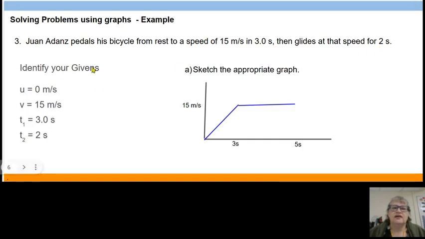Okay, so looking at this, I would draw a line that starts at 0, and then just mark someplace on here where 15 meters per second would be. Okay, and then that line will go up to wherever your 3 second mark is, right? So now we have a velocity time graph that has an increasing velocity. Okay. And then it says that it glides at that speed for 2 seconds. So it stays at 15 meters per second for 2 seconds, right? So the next time should be 5.